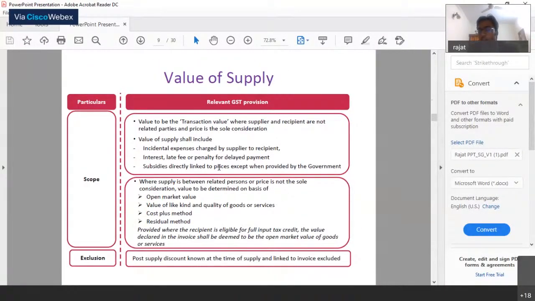Then comes the very fundamental aspect of value of supply. The value of supply under GST is the value on which the GST is payable. Say, for example, if your value of supply is 100 rupees and the rate of taxation is 18%, you pay 18% of 100 rupees. How you determine the value is also very important. Under GST, the value on which the GST is payable is called the transaction value, and it is the price paid or payable for a supply.